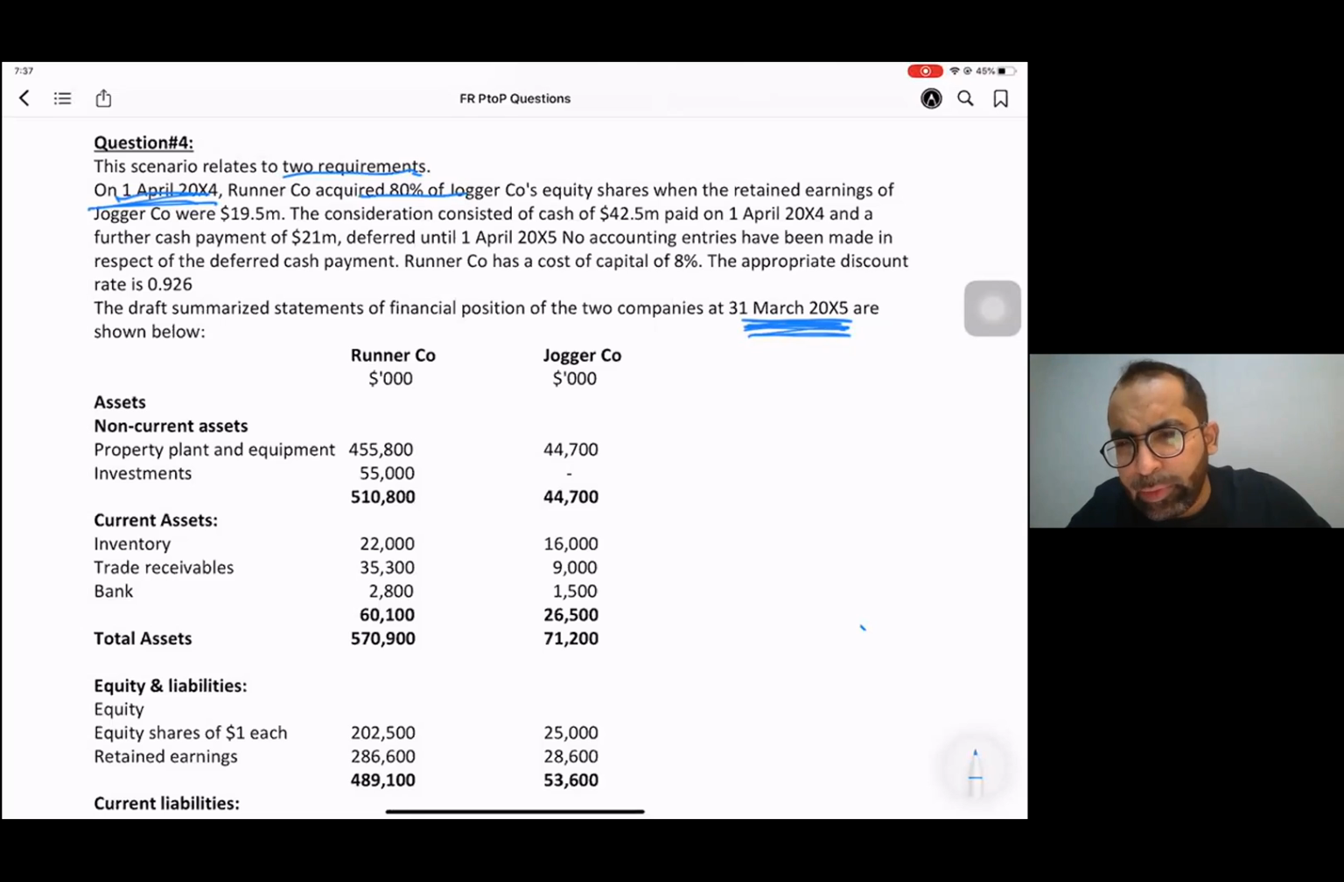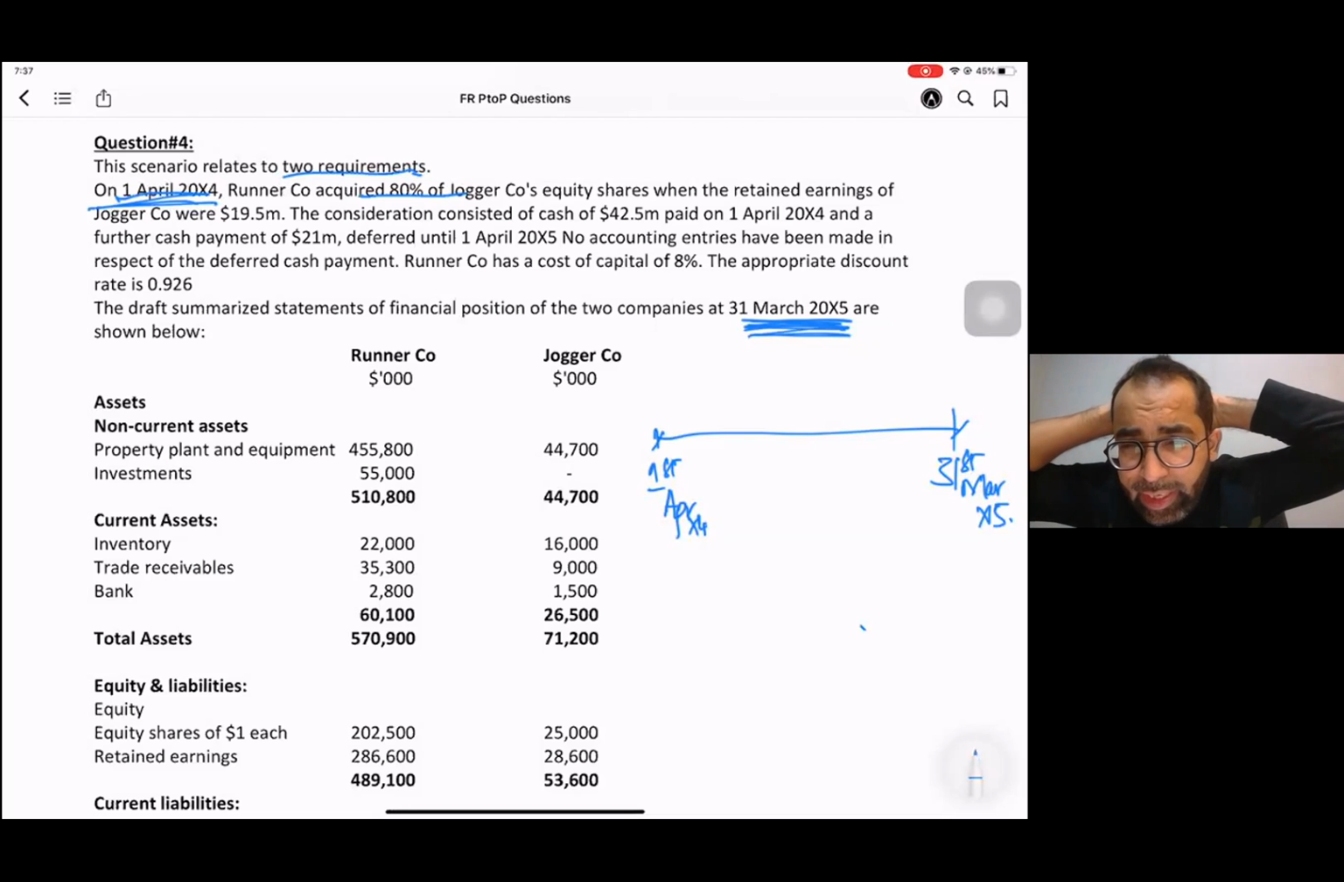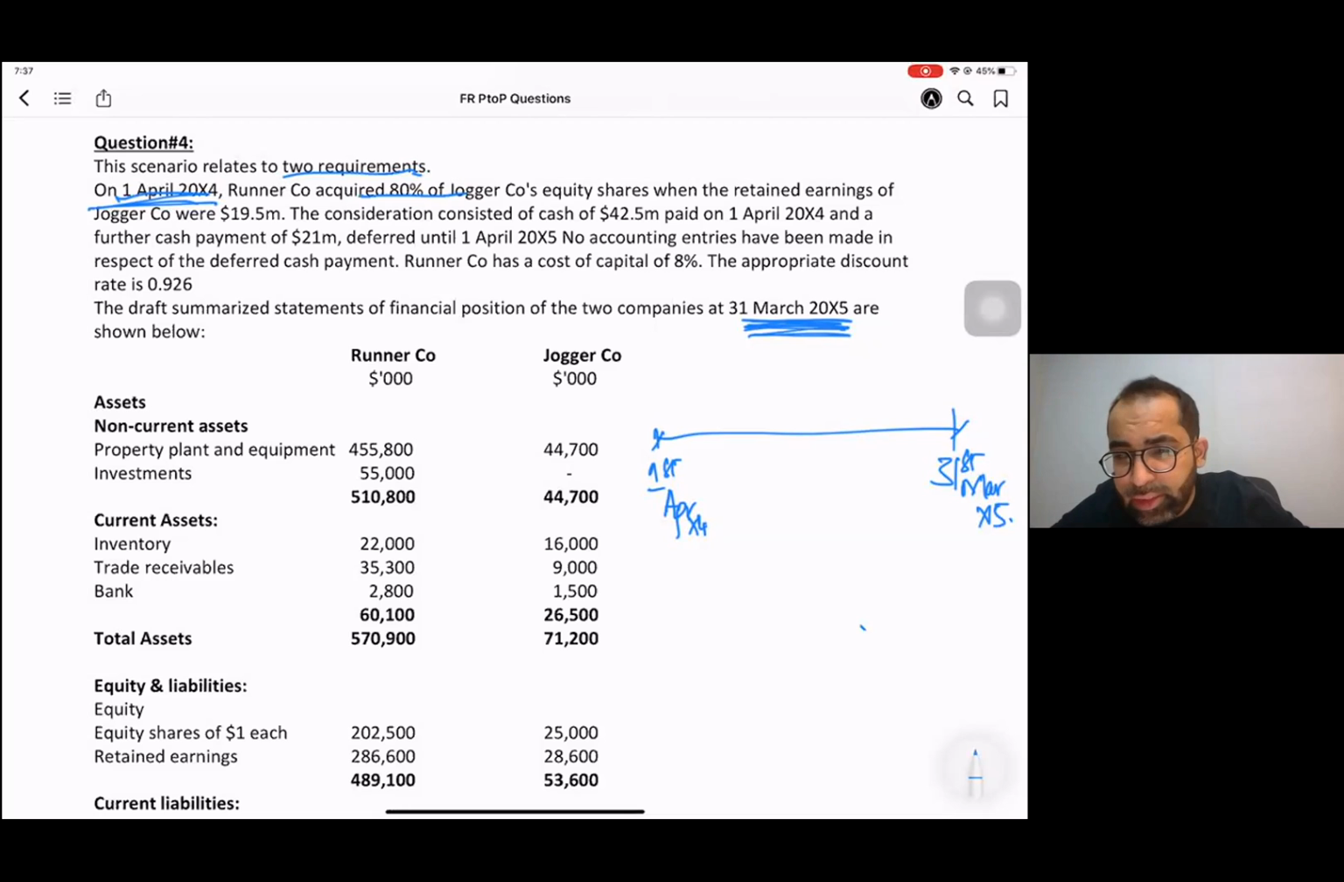Okay. Why is this gap very important? Listen, for unwinding of discount of deferred consideration, you need to see this. Only 1 year of unwinding is required. Number two, for fair value adjustments on depreciating assets, excess depreciation. This is also relevant.